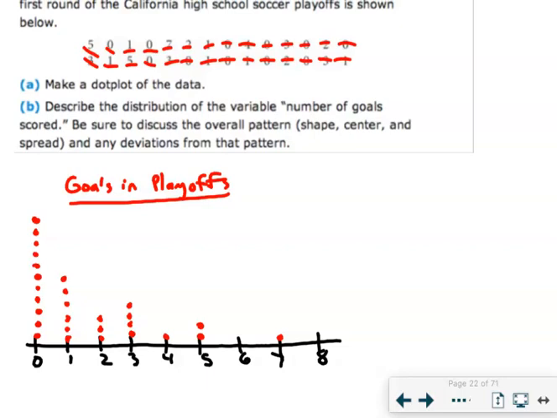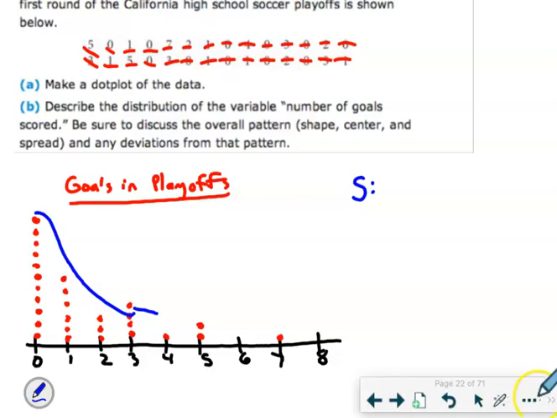All right, so you should see a pretty good dot plot of the data for goals that happened in the playoffs. Okay, so that was part A. Part B is going to be talking about socks. The first S stands for shape. Okay, this one is not a symmetric one, because not all the data seems to be in the center.